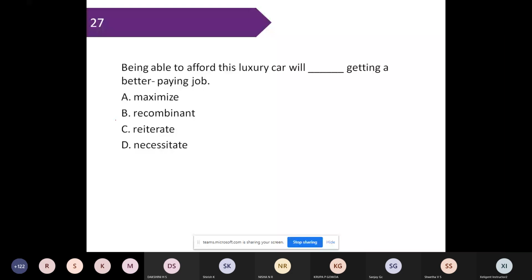Yes, required is also correct. That is also the guess word. Necessitate is the exact word.